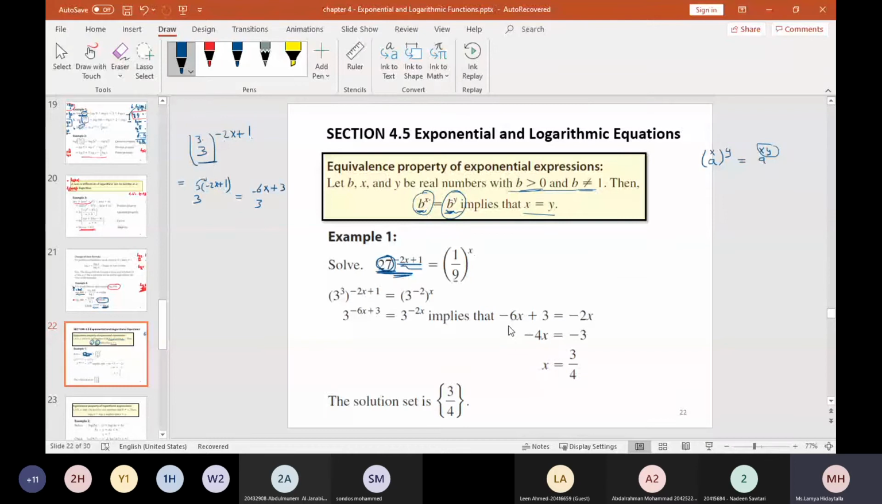Now what about the right hand side? This is equal to what? We want to write a base as a multiple of 3. But first of all, 1 over 9, we can write it as 9 to the power minus 1. We talked about that.